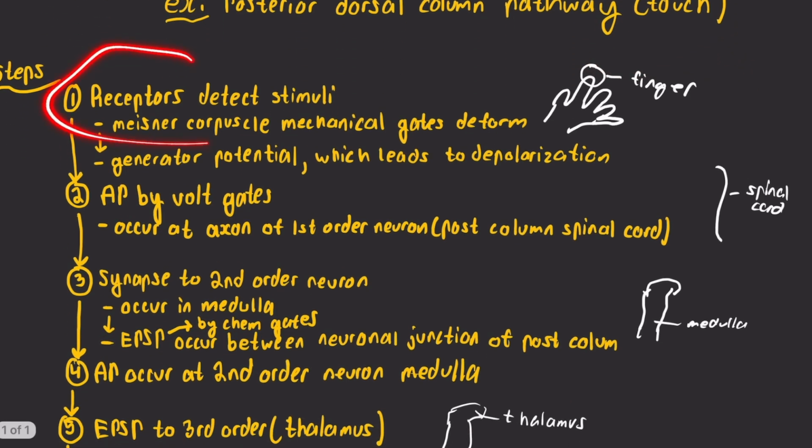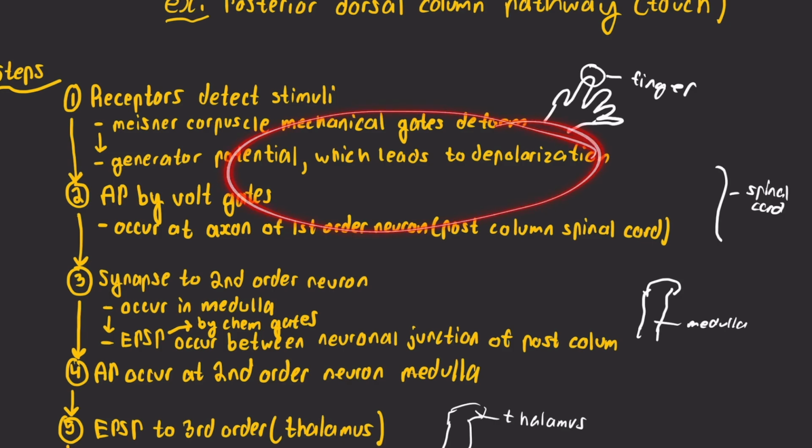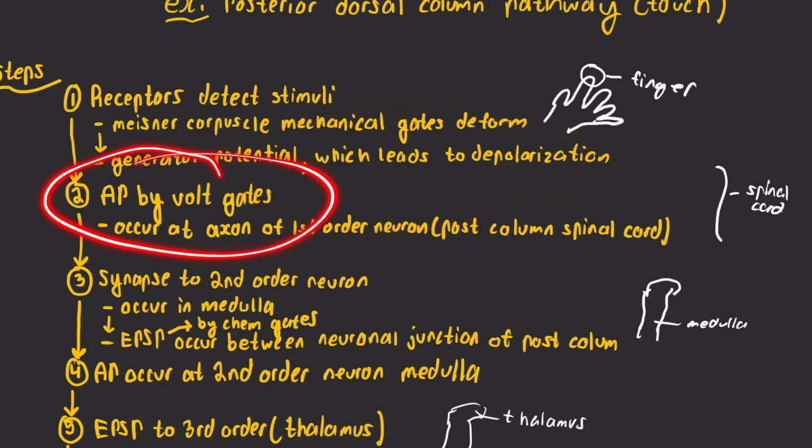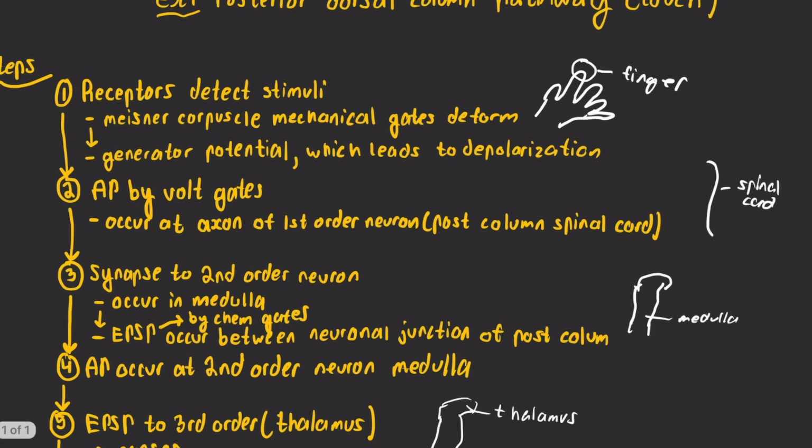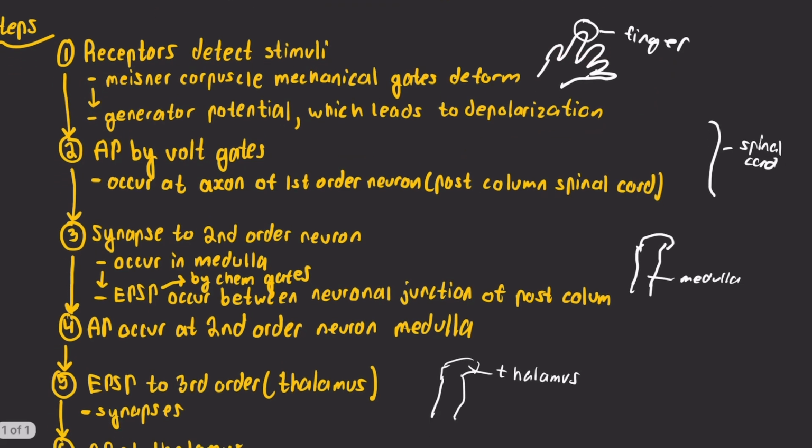The first thing that happens is that receptors will detect the stimuli when you touch something. The Meissner corpuscles' mechanical gates will deform, causing a generator potential. This generator potential will result in a depolarization, causing the voltage gates to open, which is our next step, causing this action potential. So here you touch something, and this whole physiological process takes place.